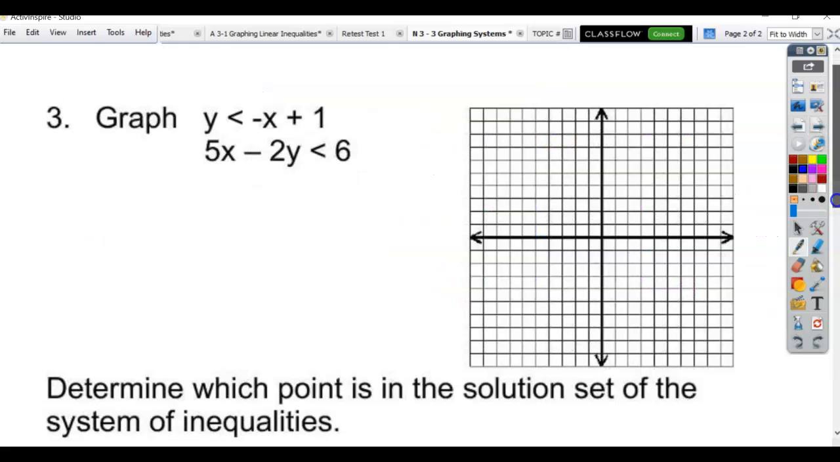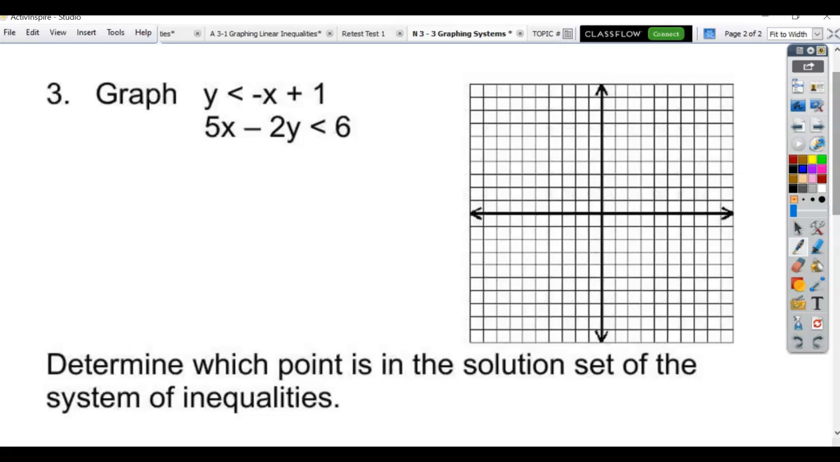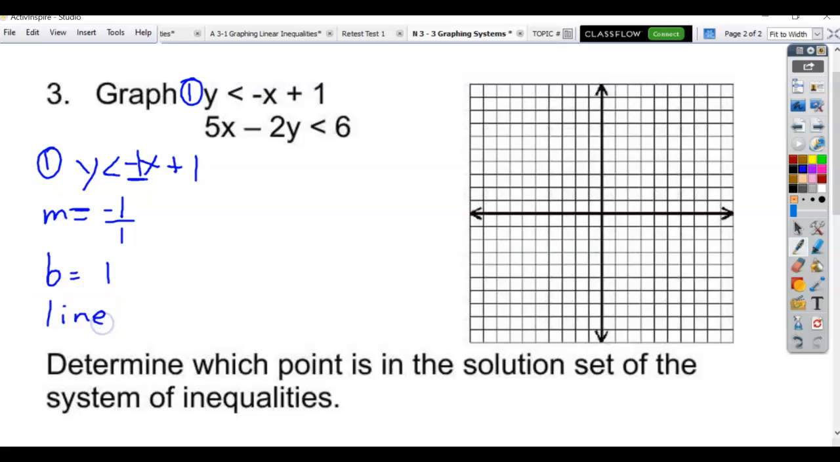All right, number 3, this is just graphing again. This is just practicing what we did yesterday. So I'm going to take number 1, y is greater than -x plus 1. All right, so my m, it's right here. It's always the coefficient of x, or the number multiplied by x. So since there's nothing there besides a negative, we know it's -1 over 1. B is 1. Line type, since it's less than, it's going to be dotted. And the way I shade for less than, remember, is below the line, lower than the line.